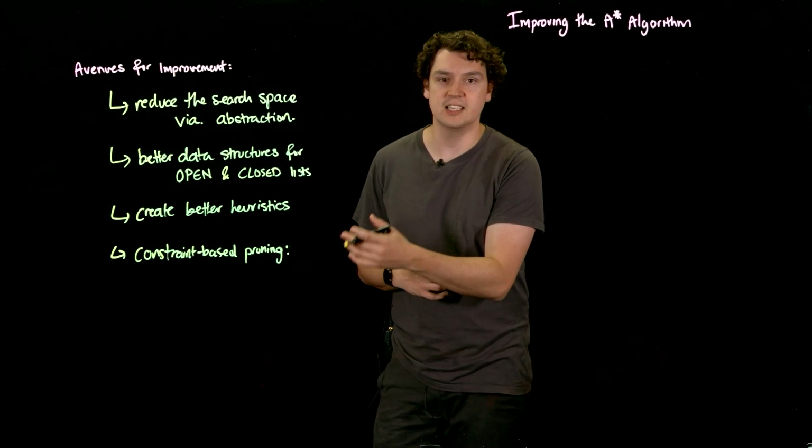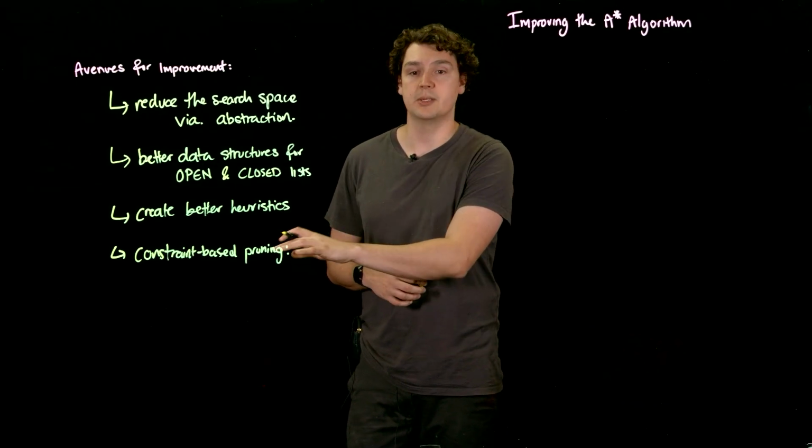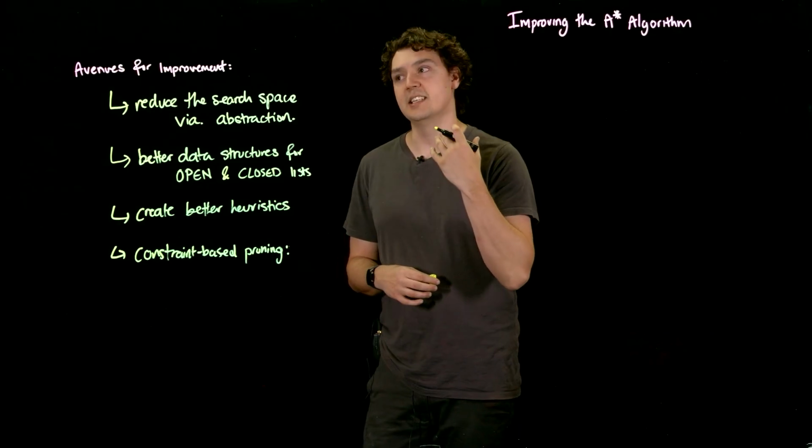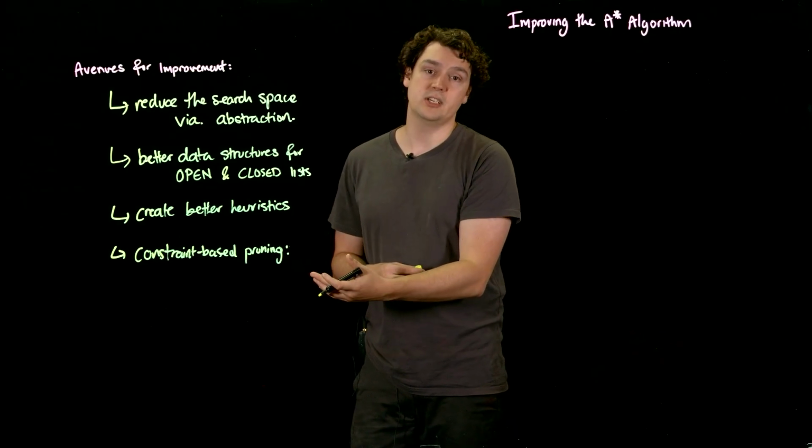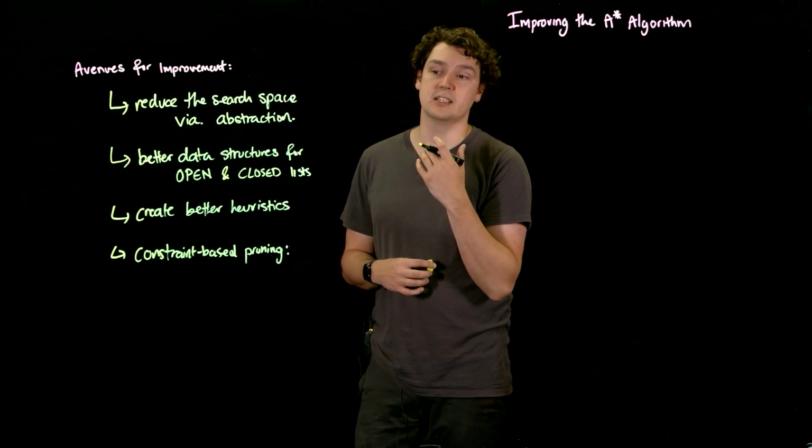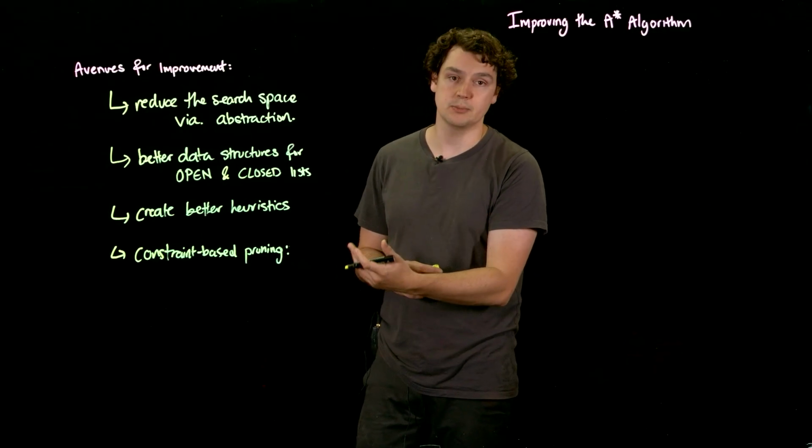So I'll write these things here. We just have the idea of some of the constraint-based pruning approaches: feasibility-based pruning and symmetry breaking, or symmetry-based pruning.